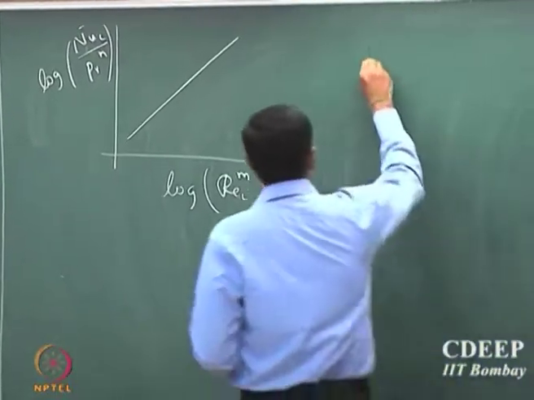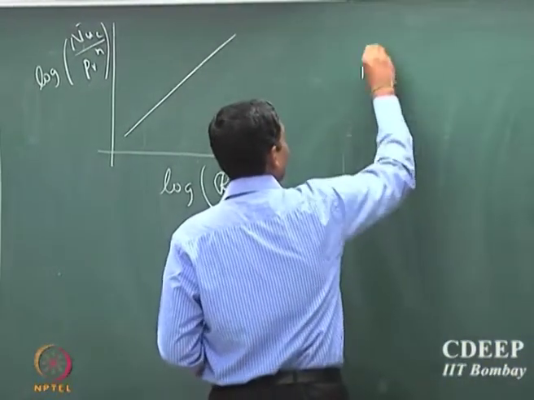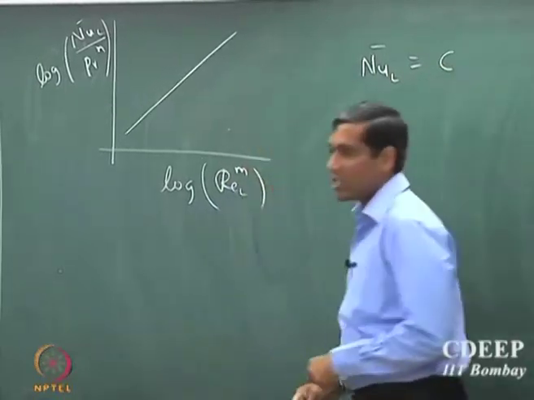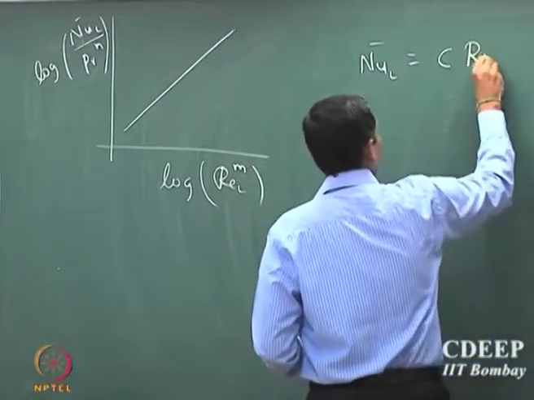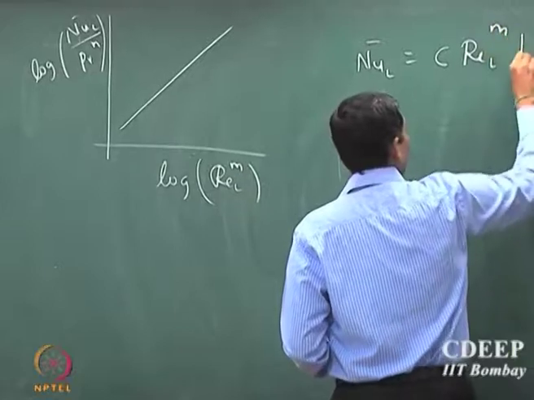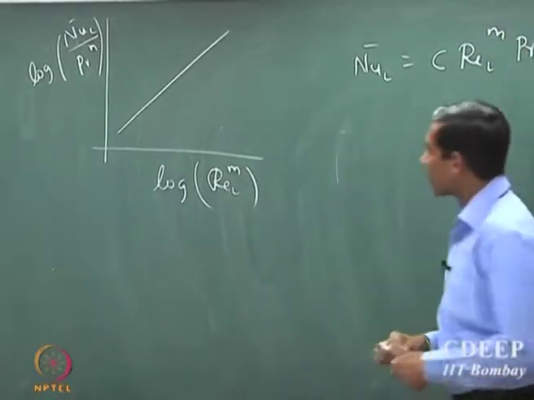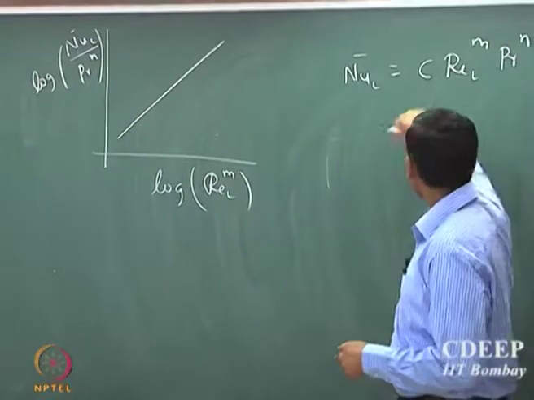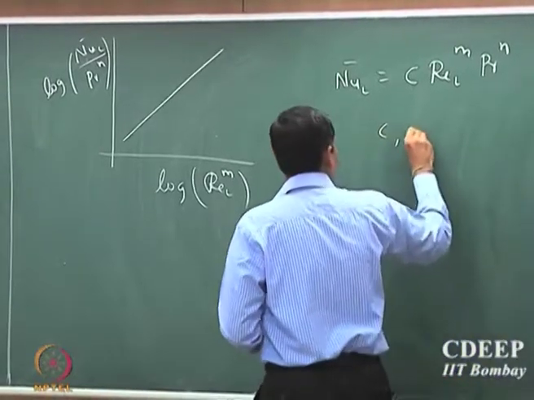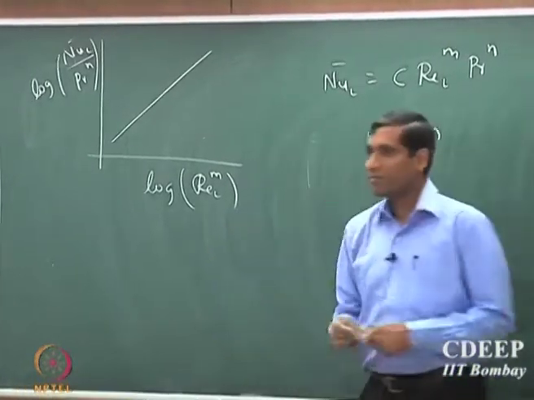So therefore, they found that it should be some constant c multiplied by Reynolds to the power m and Prandtl to the power of n. Now the exercise is just to find out what these constants c, m and n are.